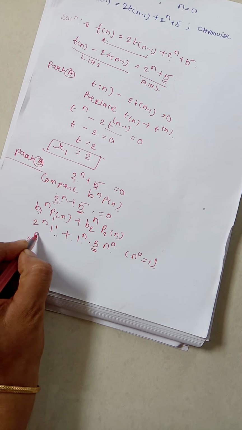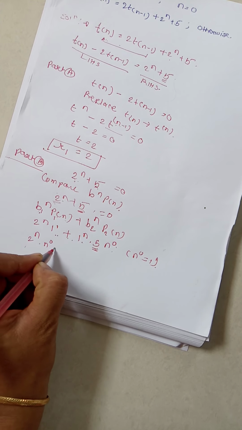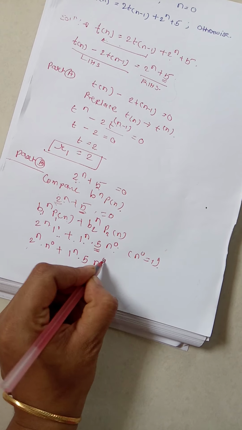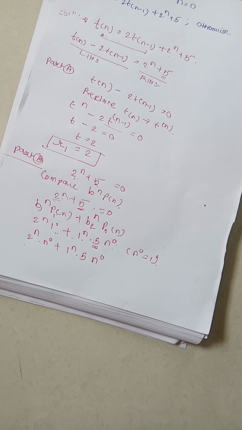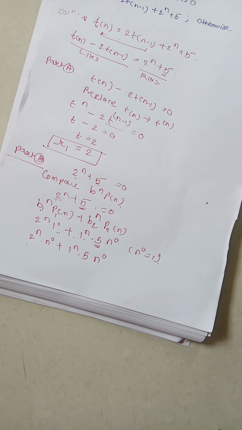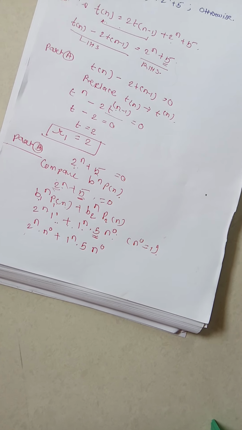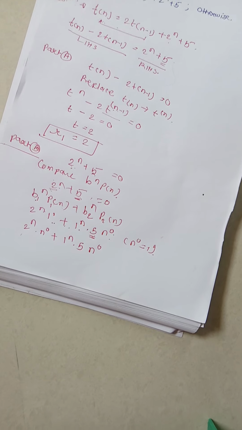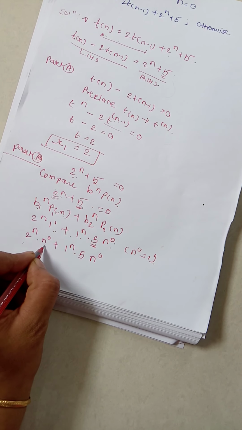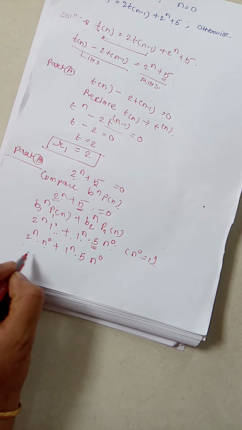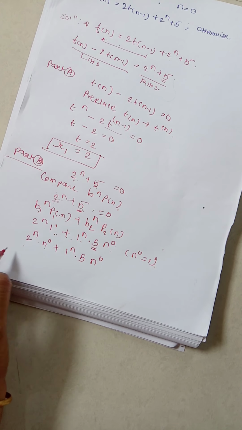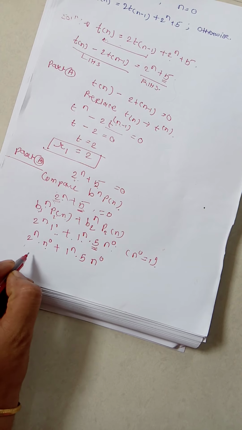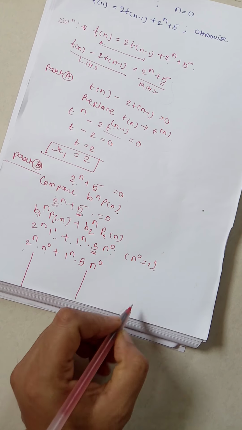That's why I will rewrite 2 to the power n into n to the power 0 plus 1 to the power n into 5 into n to the power 0. Why n to the power 0? Because any term to the power 0 is equal to 1. That's why I rewrite 2 to the power n into n to the power 0. Fine. So I will compare it with b1 to the power n into p1 of n. Fine. So I will divide it into 4 parts.